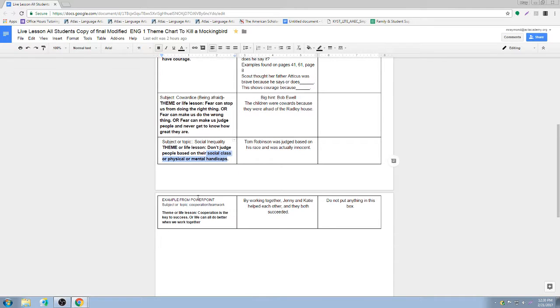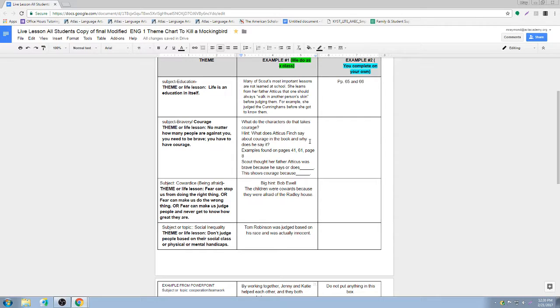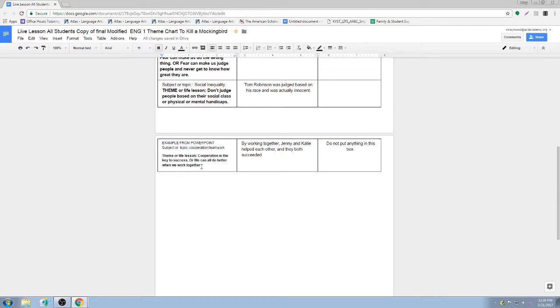So, from the PowerPoint, the subject or topic is cooperation or teamwork. The theme or life lesson is cooperation is the key to success, or we can all do better when we work together. An example: by working together, Jenny and Katie helped each other and they both succeeded. Okay? So, that's what you're doing with To Kill a Mockingbird. You're looking at the theme first, and then you're giving me an example from the book on how it supports that theme. So let's go back to this.